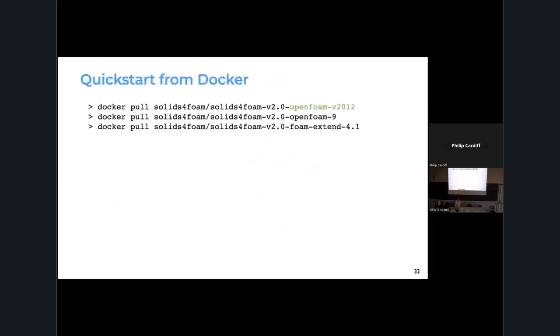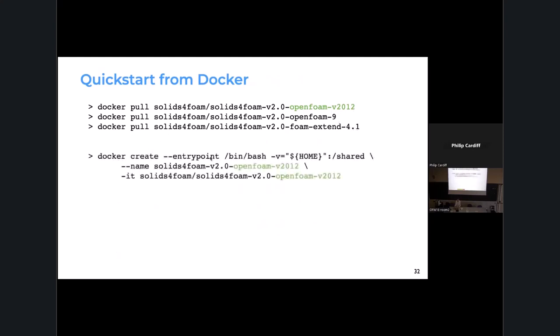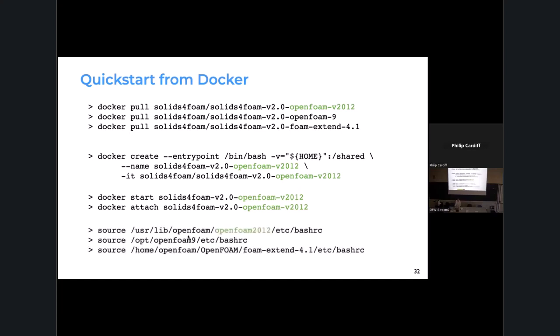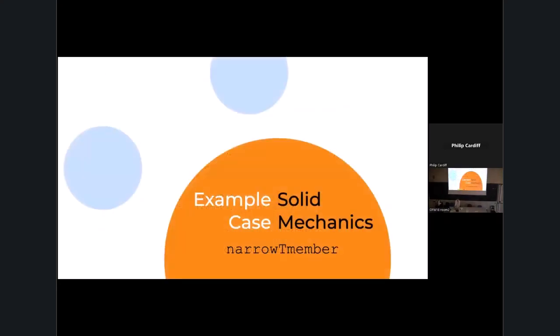If you're familiar with Docker, from the solids4foam Docker page, you can run docker pull for v2.0 with OpenFOAM v2012 or 9 or 4.1. You can create a container using commands like this. If you know Docker, then this will be familiar. If you want to share folders, etc., then you can start and attach to it. I'm highlighting in green what you'd use if you wanted the v2.0 version. And you have to source the bashrc at the moment. Okay, first test case.